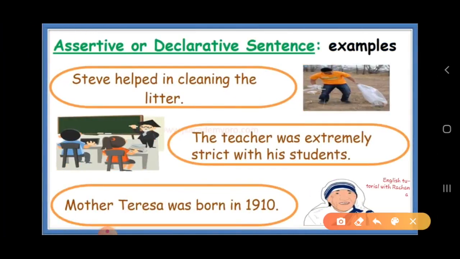Now let's understand assertive sentences with examples. Here we have an example of an assertive sentence: Steve helped in cleaning the litter. In this picture you can see that litter means kuda, scraps or garbage thrown all around. So this man Steve is helping others pick it up, cleaning the ground, as you can see in the picture.